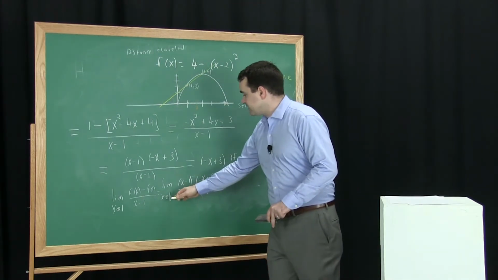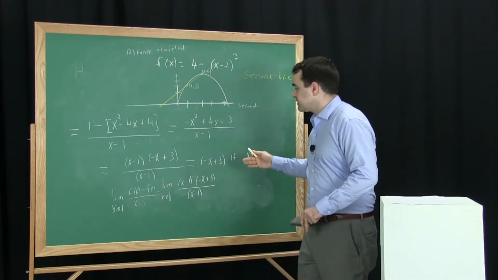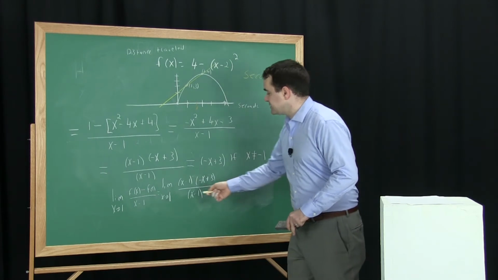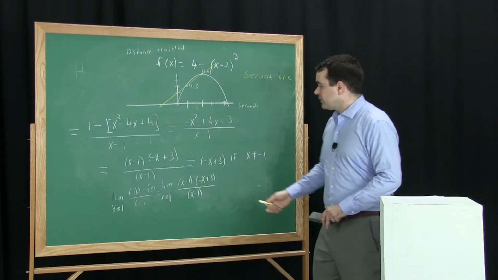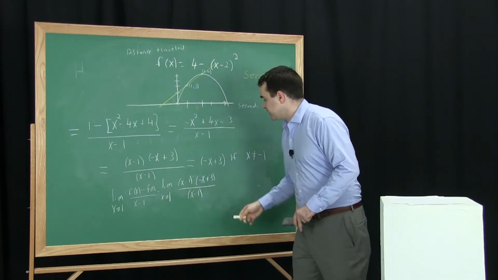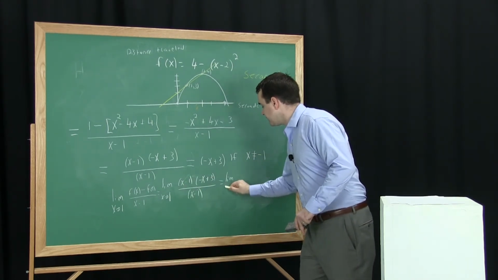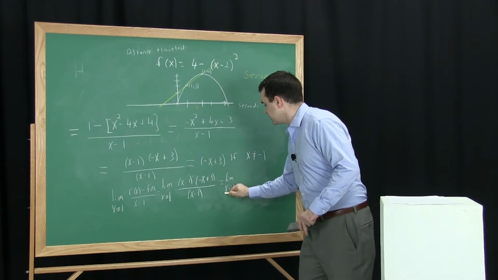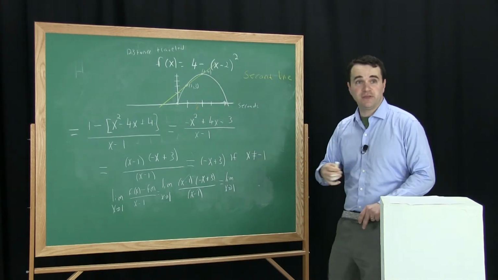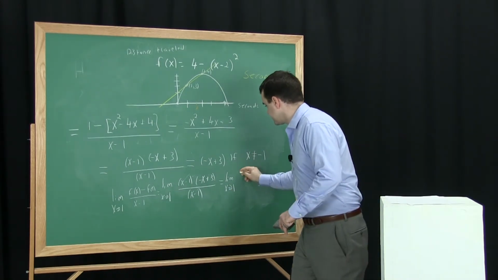So what's this limit going to be? What do the y values get closer and closer to as x gets close to 1? Well, as long as x is not equal to 1, but it's close to it, then you can cancel out this factor. And remember, limits don't care about actually being equal to the point. They only care about close to it.